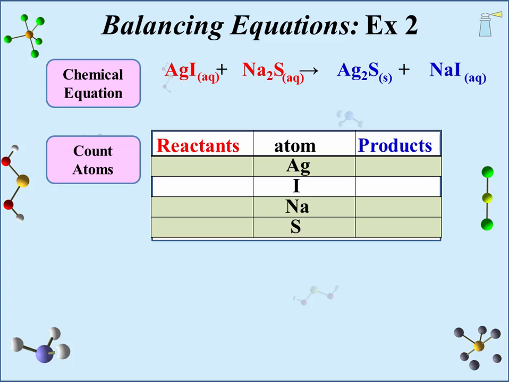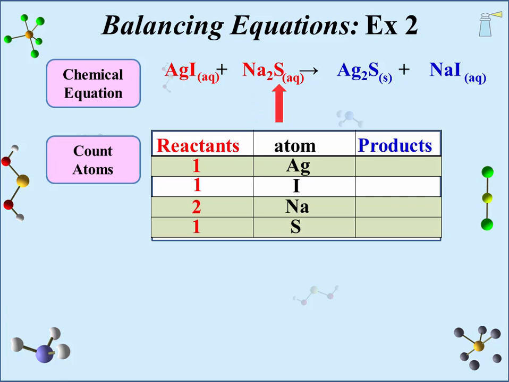Starting with the reactant side, how many silvers are there on this side of the equation? Just the one. How about iodine? Again, just the one. What about sodium, Na? That 2 subscript tells us that there are 2 sodiums. And sulfur? There is only one of those.